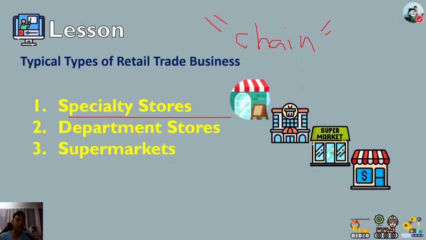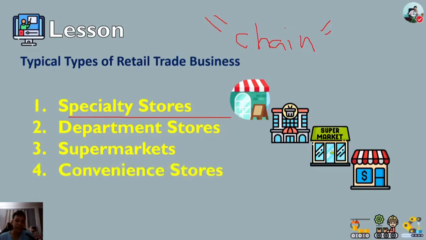The third one is supermarkets. So these retail establishments, which are primarily involved in providing food to consumers, but have increasingly ventured into other product areas in recent years, account for the vast majority of total food store sales, just like in America.